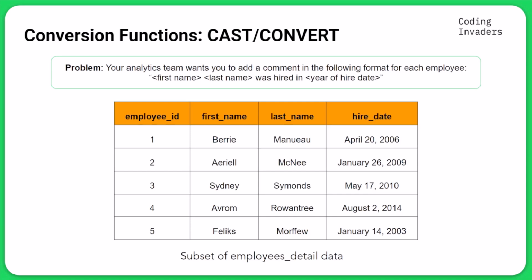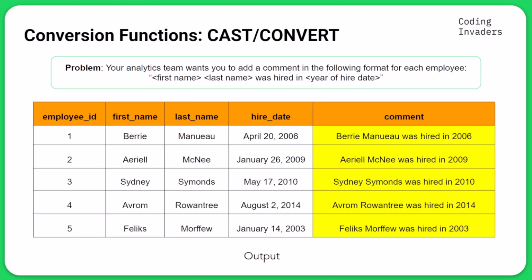So let's say we have an employees detail table, and here are some of the columns and rows within the data table. So we have employee ID, their first name, last name, and their date of hire. Now let's say your analytics team wants you to add a comment in the following format for each employee: first name, their last name, then "was hired in", and the year of hire. Can you figure out the output? It's quite straightforward. Let's see what we expect.